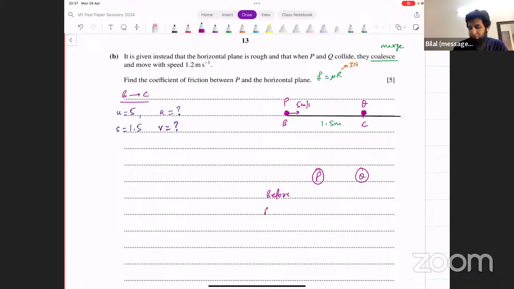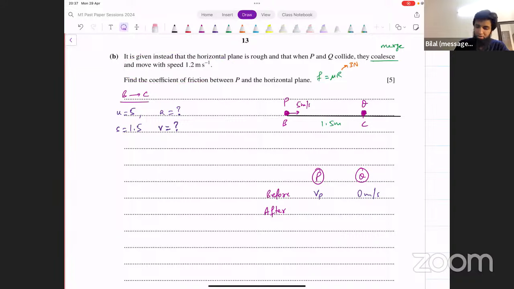Before collision and after collision. Let's see what information we have about that. Before collision, we know nothing about P, but we know that Q was at rest. Q was at 0 meters per second. We don't know what the velocity of P was. Let's call this VP. After collision, the two particles coalesce and move with speed 1.2 meters per second.